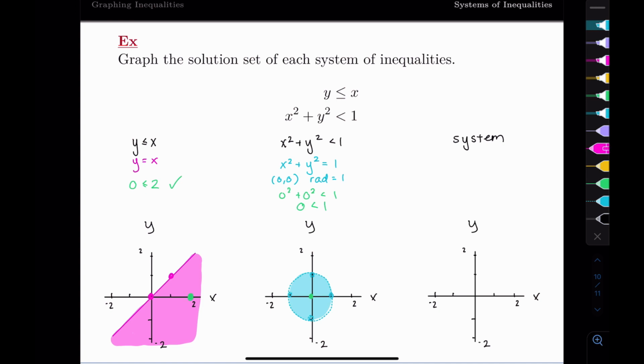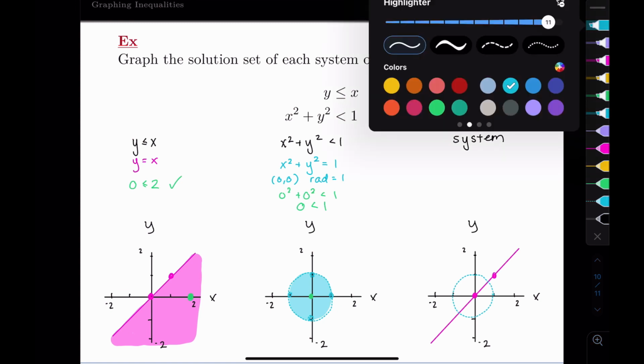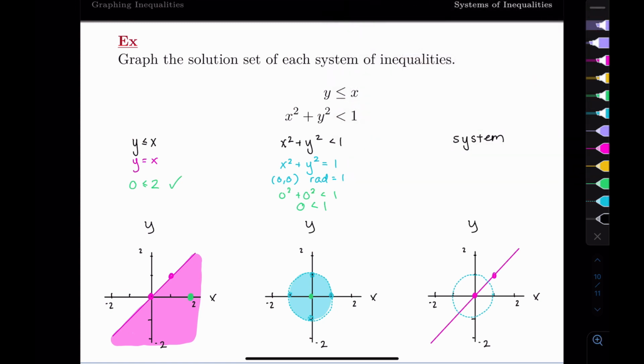Now I gotta put both of these on the same graph. So first I'm gonna plot my line, which is y equals x. So it goes through 0, 0 and 1, 1. For my circle, I go through 1 in each direction. I can shade inside the circle, but underneath the line. So really the overlap is going to be right here.